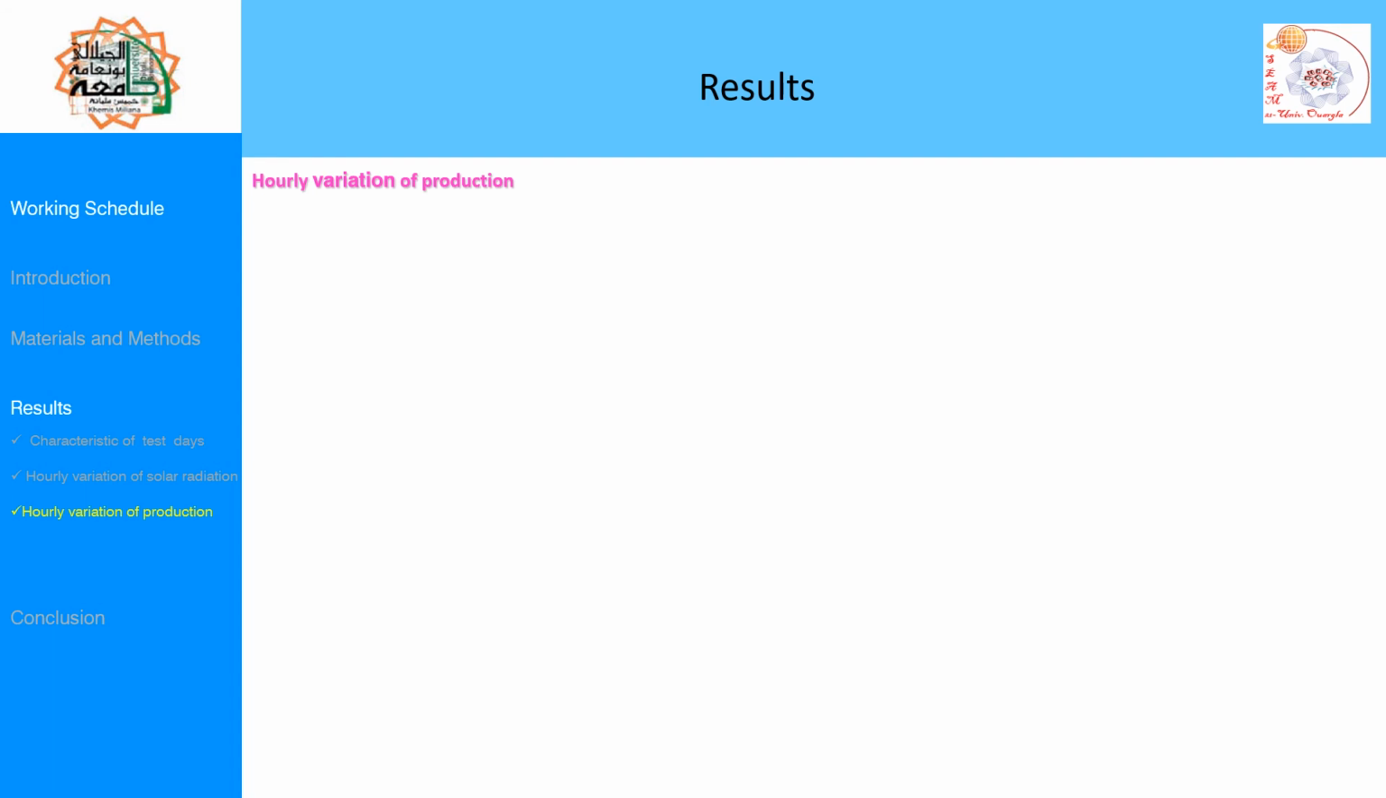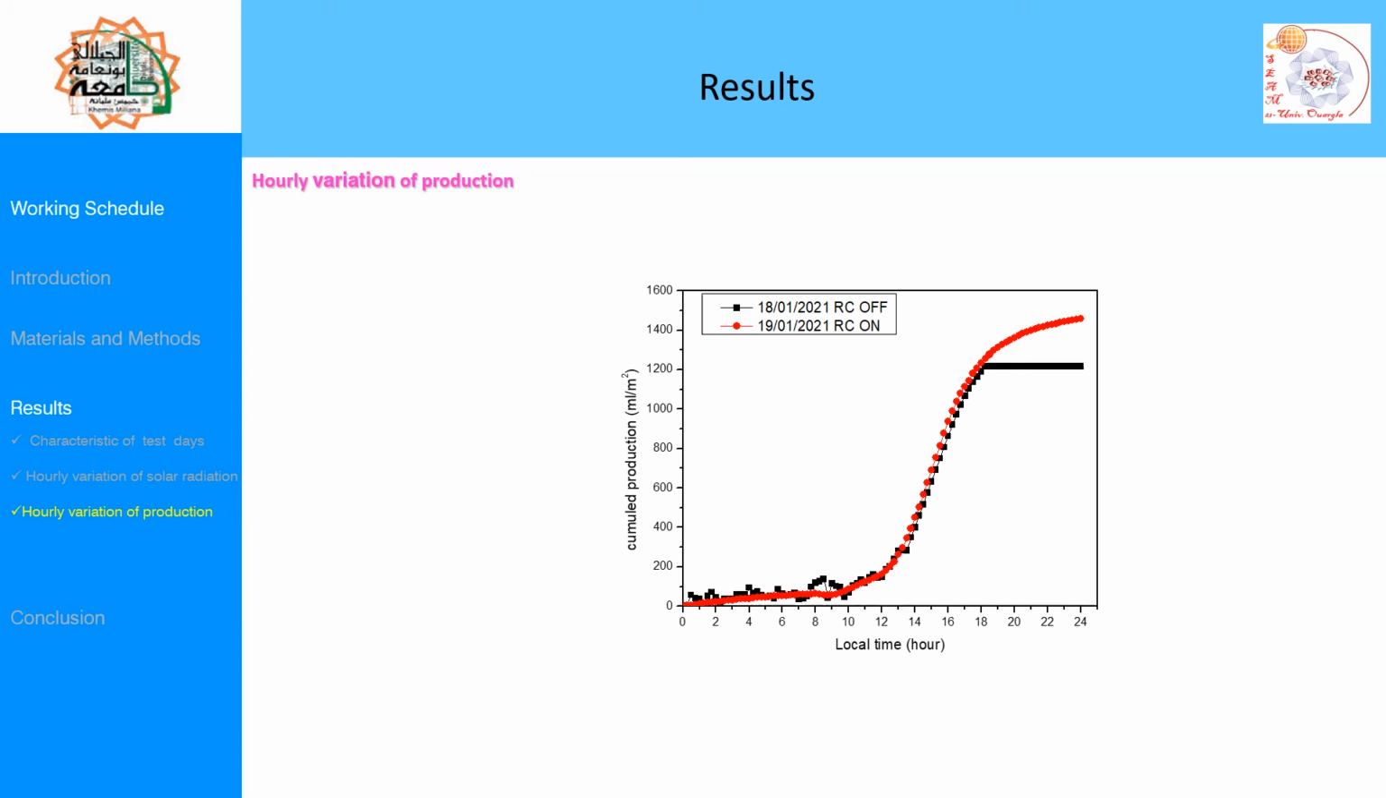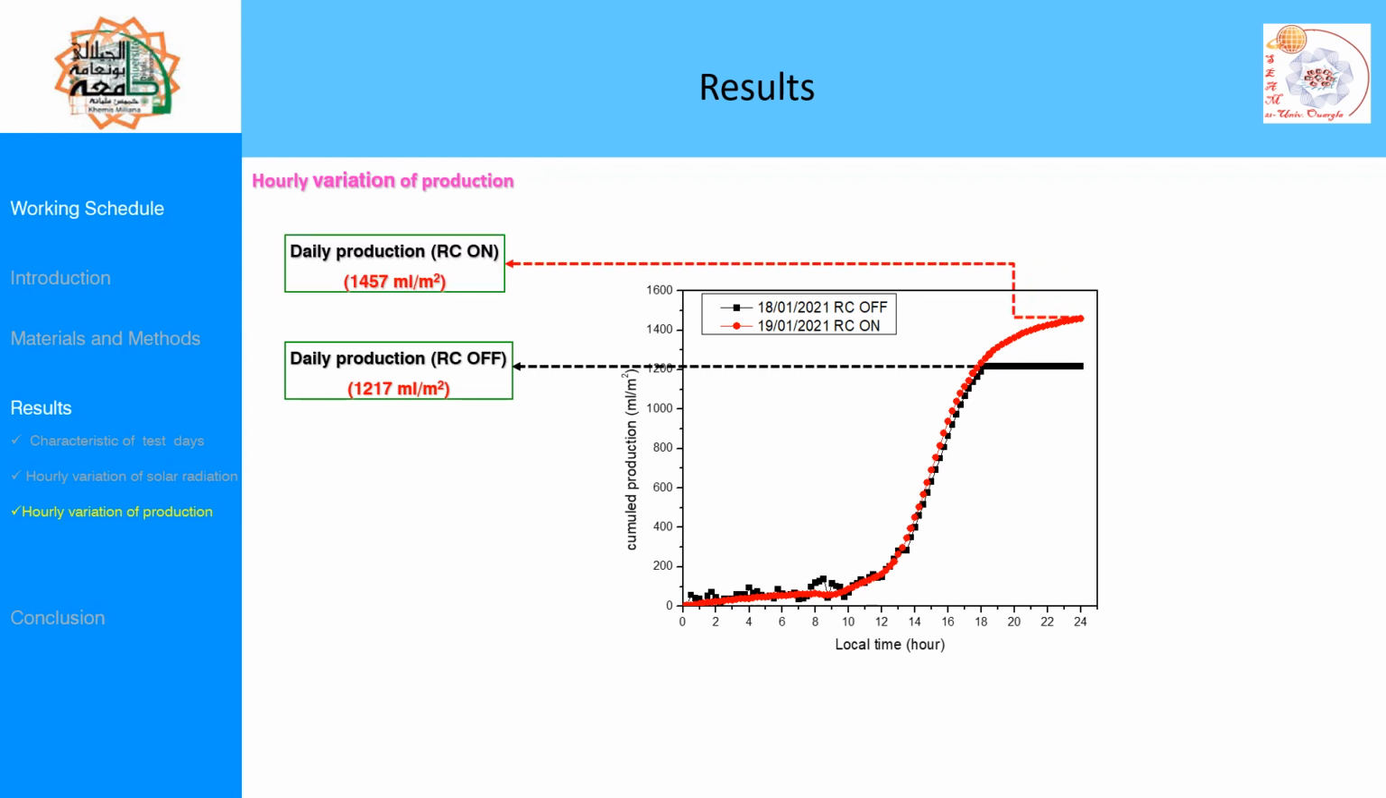The hourly variation of production of the solar still is presented in the figure. It's noted that the solar still produces a small amount of distillate water before the sunrise, but the maximum production was observed between 12 and 18. Also, it's observed that the accumulated yield of the solar still with cooling glass cover is better than the one without cooling. The daily production of the still without cooling is 1,217 milliliters per square meter, and when the cooling system was turned on, the production was 1,457 milliliters per square meter. We can observe that cooling the glass cover improves the solar still production by 240 milliliters per square meter.